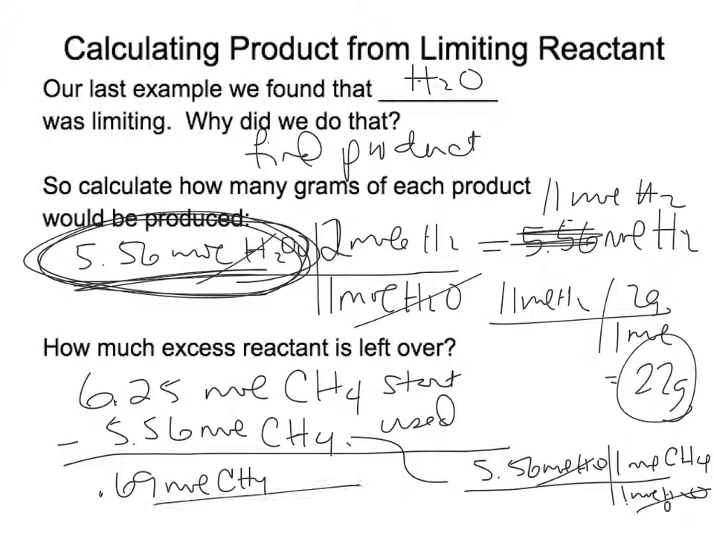Then we could also get that to grams. A mole of CH4 is 16 grams. We should have 11 grams left over. That'll be left over. So that one is how we do that problem.